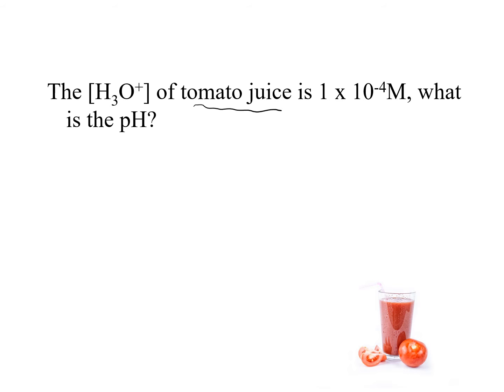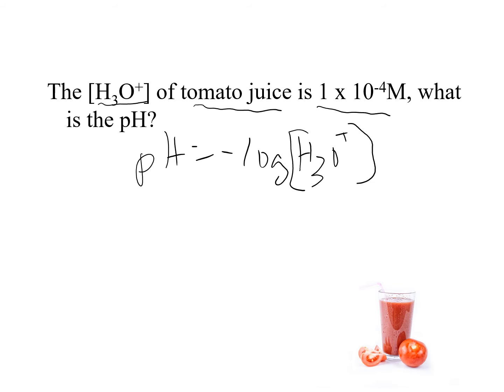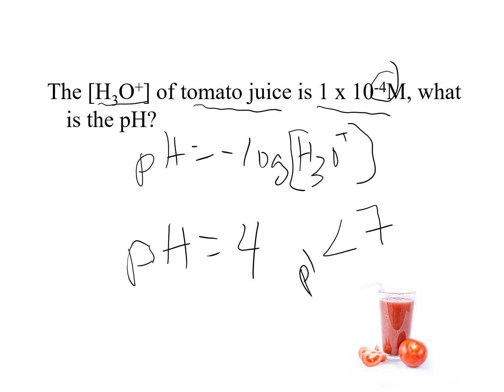Tomato juice has a hydronium ion concentration of 1 times 10 to the negative 4th molarity. What is the pH? So again, we could use our formula: pH is equal to negative log of the hydronium ion concentration, and plug that in. Or we can just take our exponent, which makes our math really easy to do, make it a positive sign, and our pH is 4. So tomato juice, because the pH is less than 7, means it is acidic.